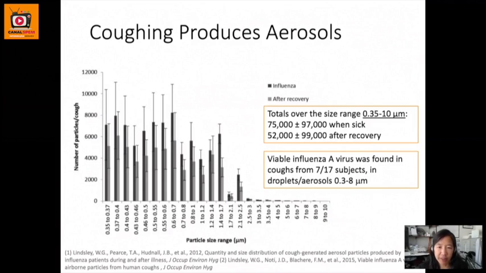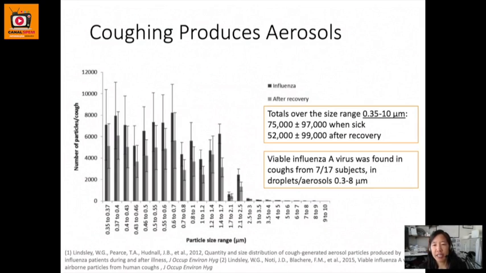Well, not surprisingly, coughing produces aerosols. This is work by William Linsey. And he looked at the size distribution of droplets and aerosols produced by coughing. And you can see that he looked while people were infected with influenza and after they had recovered. So over this size range that they measured, from 0.35 to 10 microns, they saw 75,000 total aerosols when the people were sick, and a not significantly different number after recovery. Note that the variability here, the standard deviation, is rather large, indicating that there's a large variability in the number of aerosols that people produce.